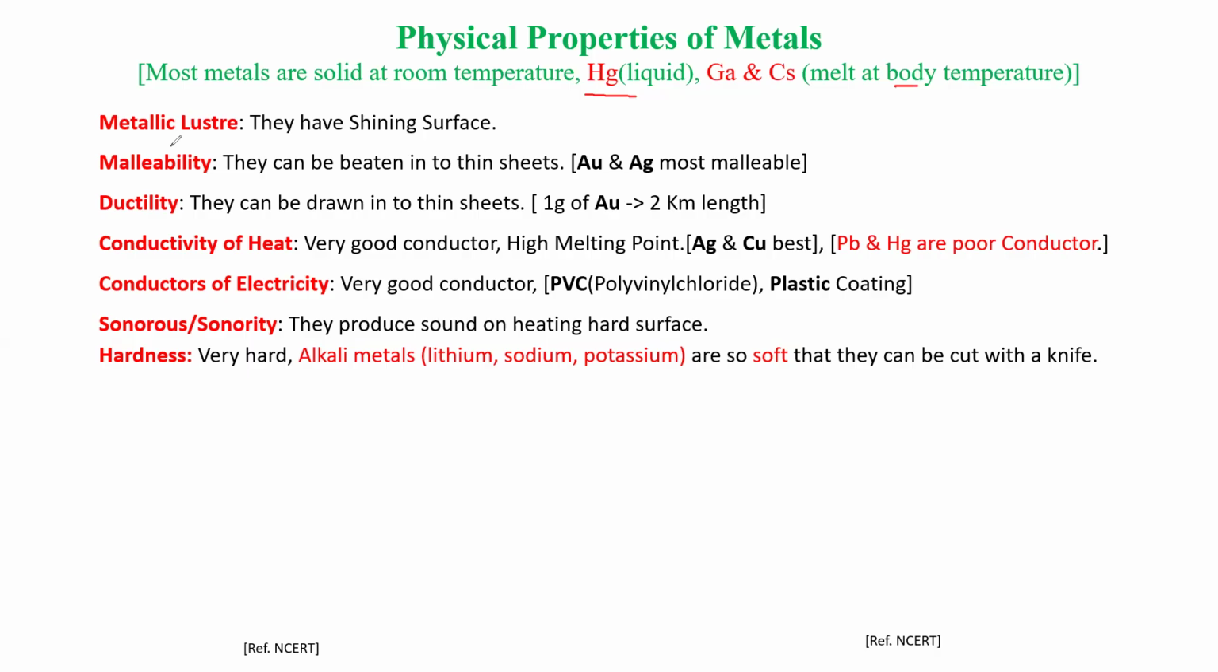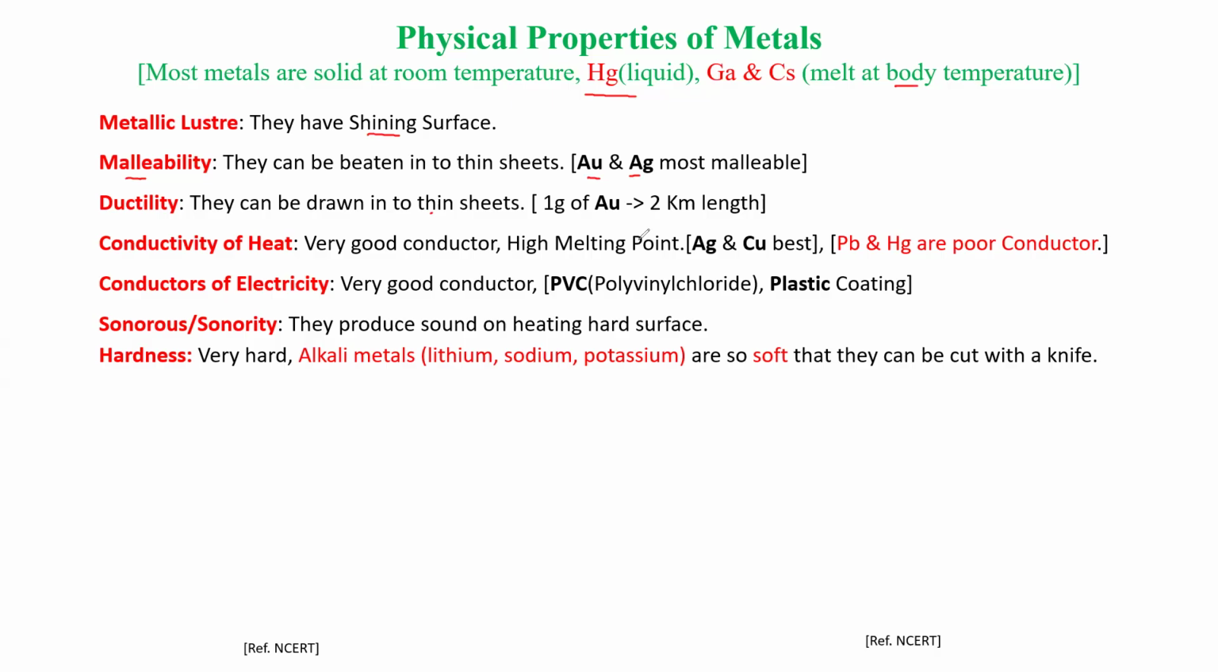Next, we have physical properties. Metallic luster is due to the shining surface of the metals. Malleability: you can beat it into thin sheets. Gold and silver are the most malleable. Then next is ductility. Ductility means you can draw it into thin wire. With the help of 1 gram of gold, you can draw a wire of 2 kilometer length.